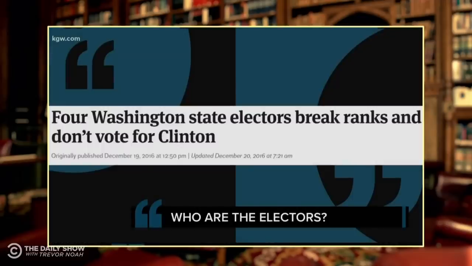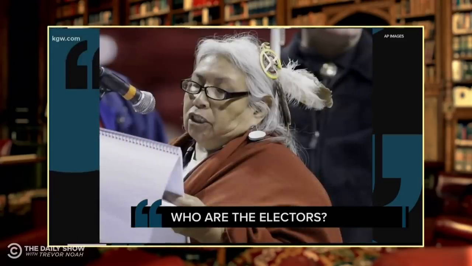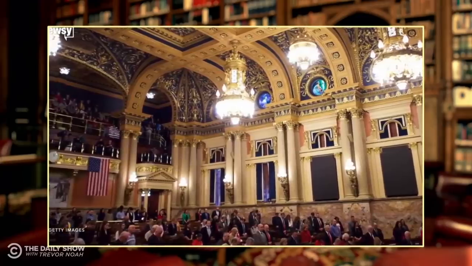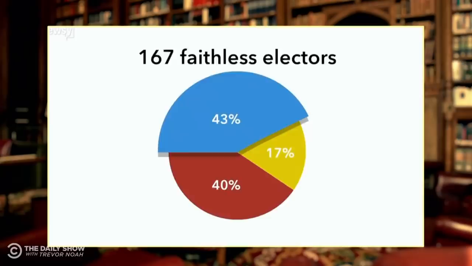In 2016, four of the 12 electors in Washington decided not to vote for Hillary Clinton, despite Hillary Clinton winning the popular vote in that state. Instead, three voted for Colin Powell, and one voted for the Native American activist Faith Spotted Eagle. It isn't a new concept. According to FairVote, there have been 167 faithless electors since the Electoral College was founded.